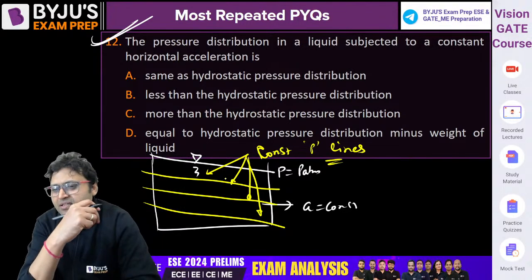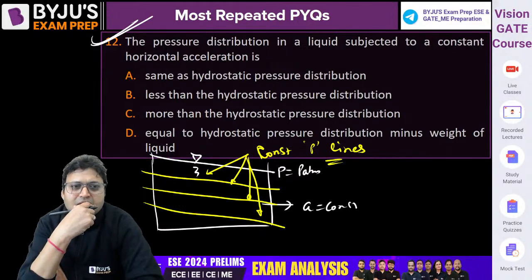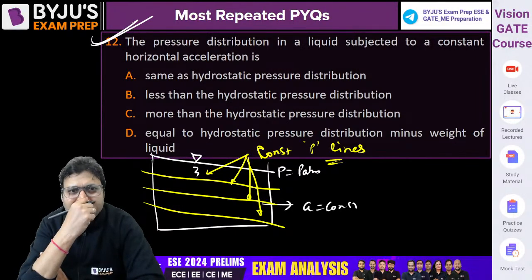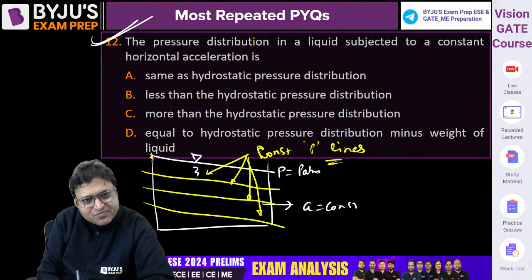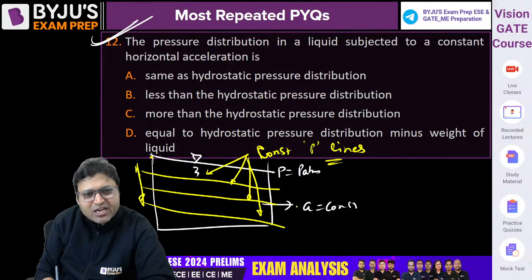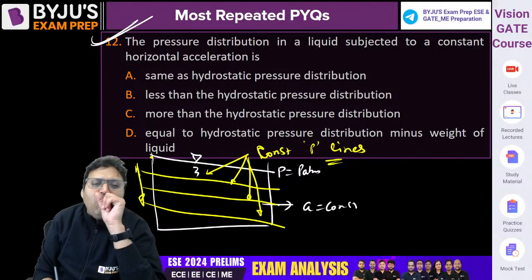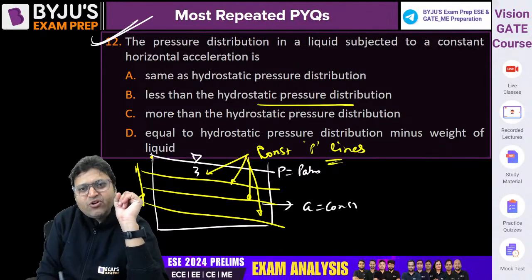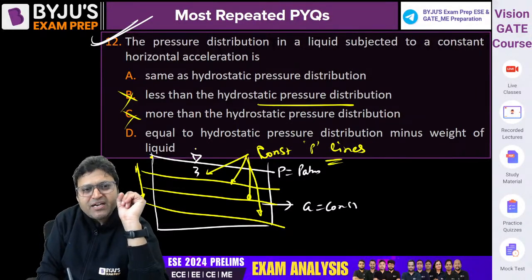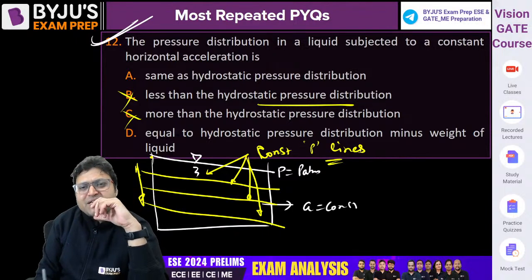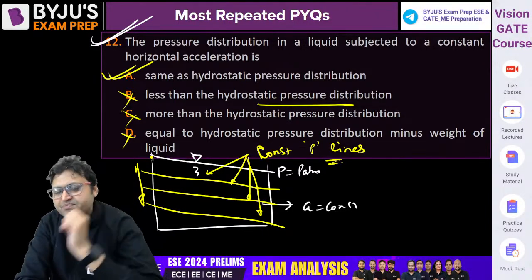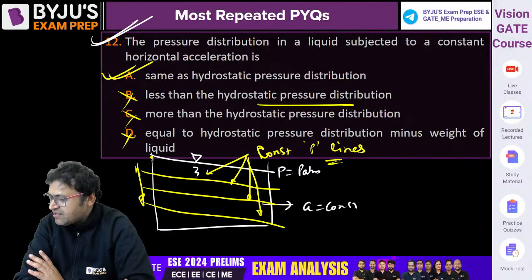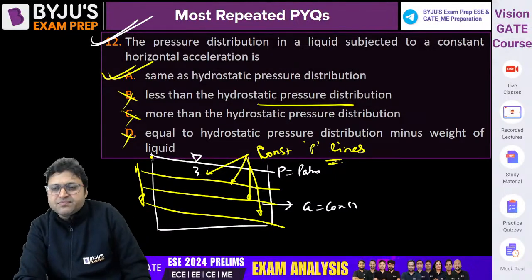These will be the constant pressure lines. So for the horizontal acceleration, the pressure distribution is the same as the hydrostatic pressure distribution. Yes, in the vertical plane, hydrostatic law is applicable. Less than the hydrostatic pressure distribution, more than the hydrostatic, equal to hydrostatic pressure distribution minus weight of the liquid. A will be the answer. A will be the correct answer for this one.